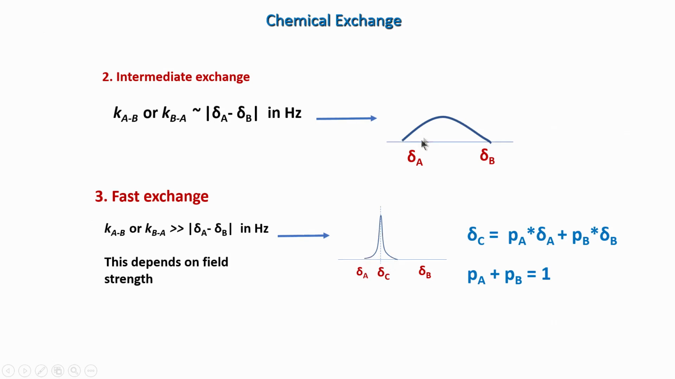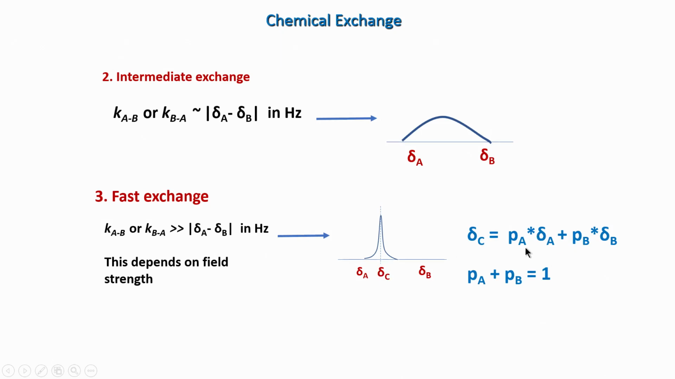We again see one peak. Here also we are getting one peak, but earlier it was very broad. Here it is a very sharp peak, but where does it appear? It appears somewhere between A and B. So, it is neither A nor B, it has come in between. And what is this value? This value is obtained based on this formula.